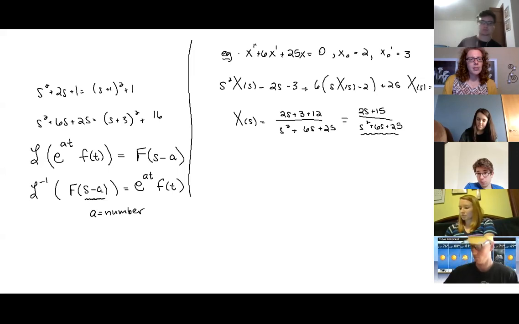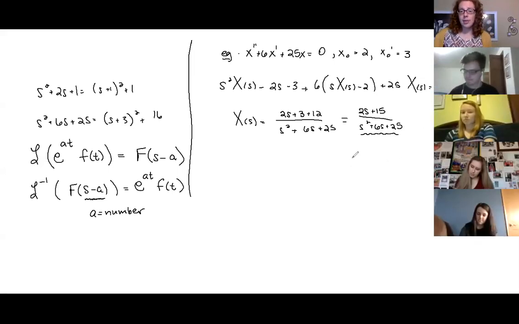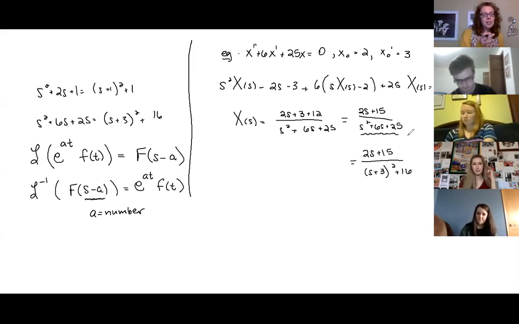This denominator does not show up anywhere in the front table, so this is where we need to use completing the square. We just did this one: 2s plus 15 over s plus 3 quantity squared plus 16. That was our previous completing the square example. Here's the part where you have to be careful. In the denominator, what I have is an s plus 3 quantity squared. So I can't just have an s in the numerator. It also has to be an s plus 3.